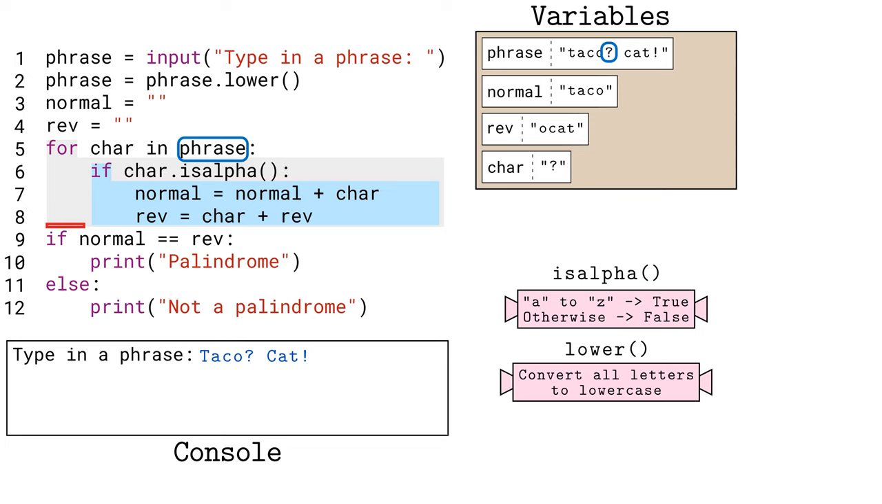This takes us to the end of the loop and back up to the beginning of the loop to step to the next character in phrase, which is a space. When space is passed into isAlpha, this also returns false, which means Python skips to the end of the if statement and then to the end of the loop, and back up to the next character.